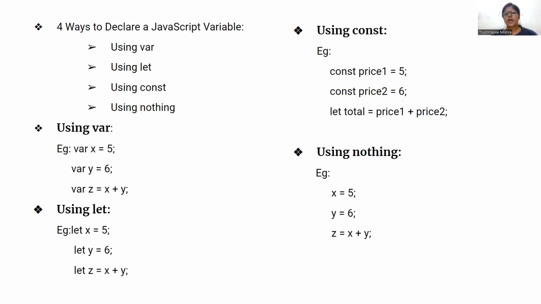So next is using const. We use const to store a constant value. Here the example is const price1 equal to 5, const price2 equal to 6. So let total equal to price1 plus price2. Here we are using let because the total can vary. Using nothing means we can declare or store values without using the variable keyword.